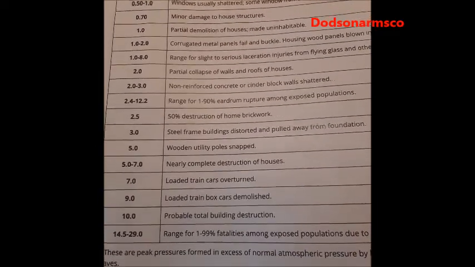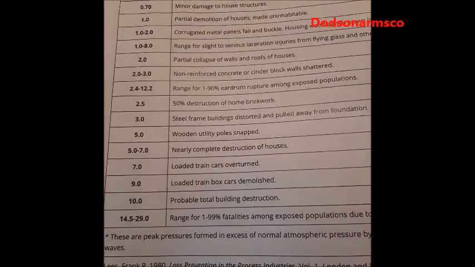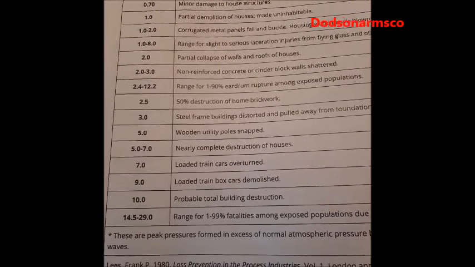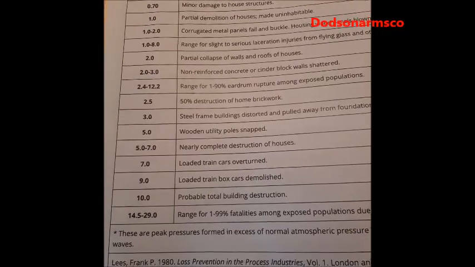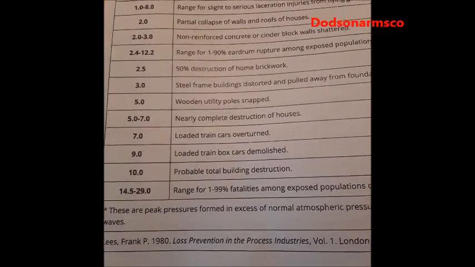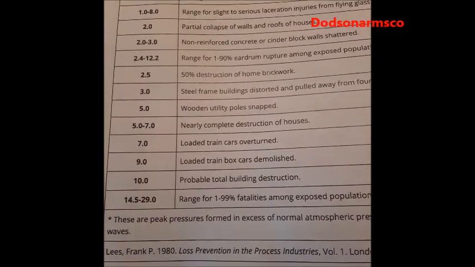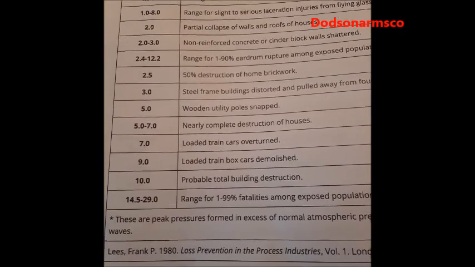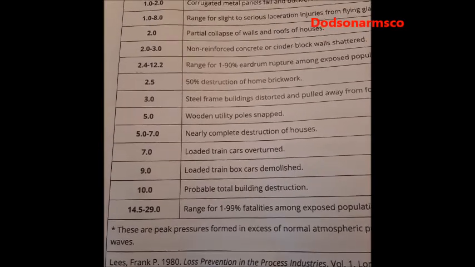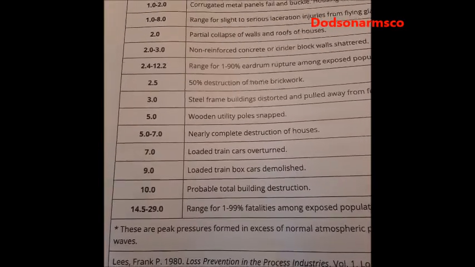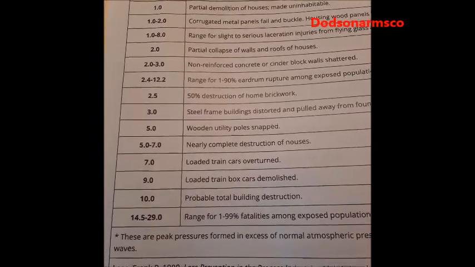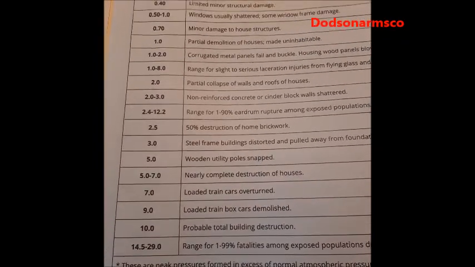And then if you look at the rest of this, it gives you information on steel frame buildings, utility poles snapping, complete destruction of homes. And then down here, I like this additional information. At 7 psi overpressure, loaded train cars are turned over. Loaded train boxcars are demolished. So that's giving you a lot of information about what happens at different psi overpressure ranges.